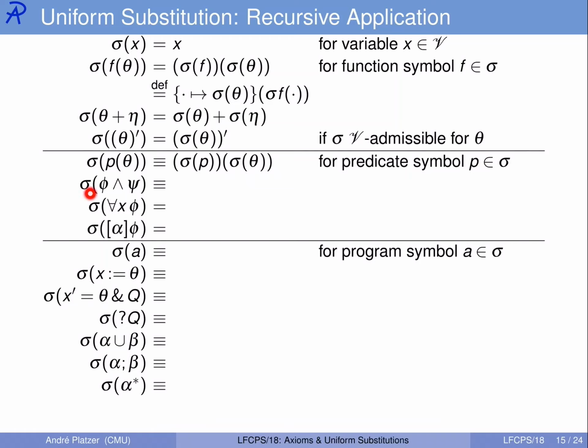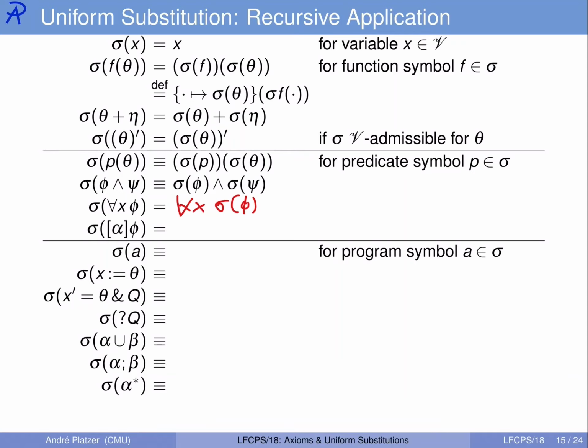How do we run a uniform substitution over conjunction? Of course, by running the substitution over both of the conjuncts and putting the conjunction back in place. Of course, likewise for or and implication. How do we run it over a universal quantifier? Well, I guess we leave the quantifier unmodified and run the uniform substitution over the formula.